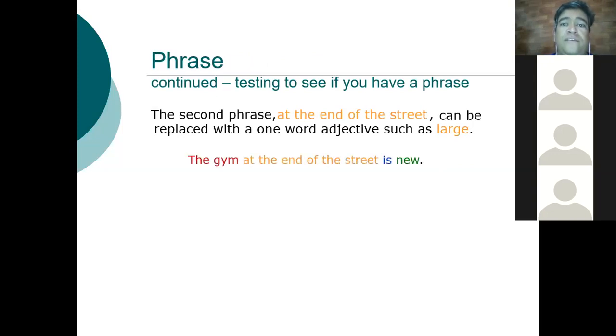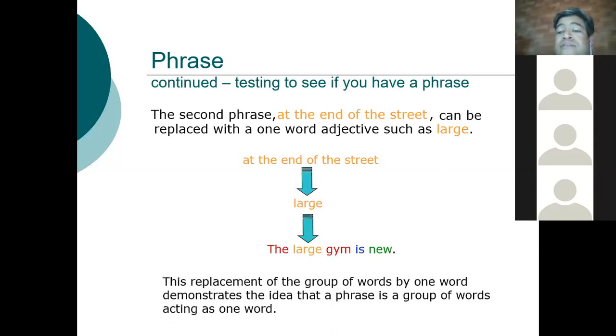Continue to see if you have a phrase. The second phrase, at the end of the street, can be replaced with a one-word adjective such as large, for example. At the end of the street, yo lo puedo cambiar por un adjetivo. The large gym is new. Recuerda que en la primera oración dice the gym at the end of the street is new. Yo podría cambiar toda esa frase, que es una frase sustantival o una noun phrase, por un adjetivo y quedaría como una frase adjetival. The large gym.